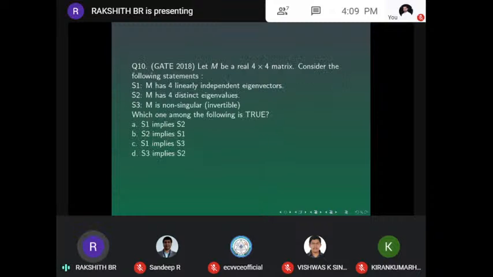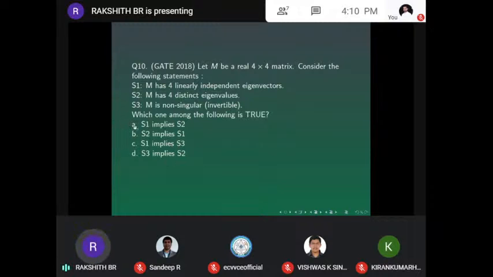You need to read these statements S1, S2, S3, and identify which of the following options is true. That is whether S1 implies S2, S2 implies S1, S1 implies S3, or S3 implies S2. First let me just read out what the statements stand for. Statement S1 tells you that M has 4 linearly independent eigenvectors. S2: M has 4 distinct eigenvalues. Statement 3 is M is non-singular.